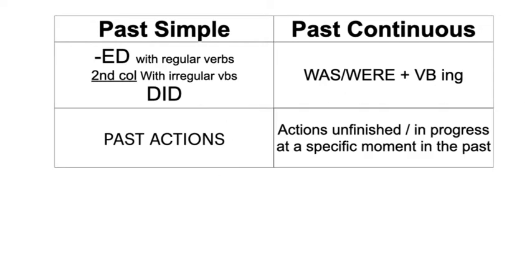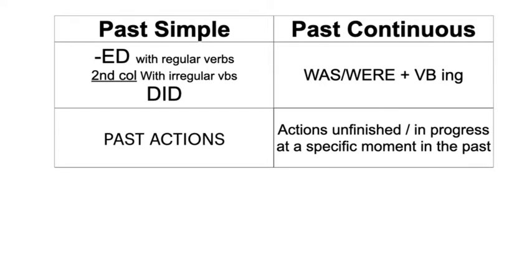Past continuous, as with present continuous, adds duration and development to that action. For example, in the sentence I studied English yesterday, I can refer only to the action, or I can refer to the time I spent doing that action. For example, yesterday at 5 I was studying English.